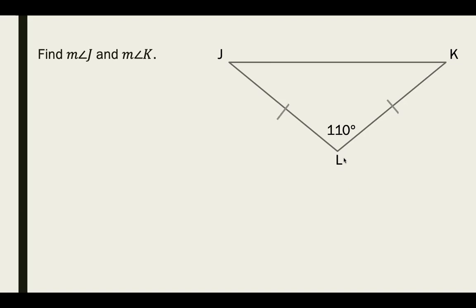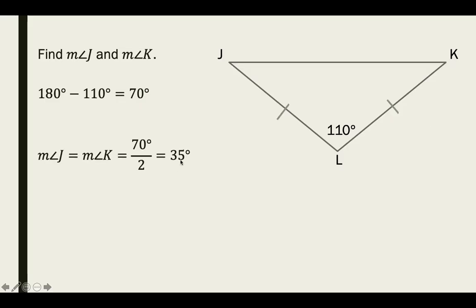So just like we talked about before, these three angles together must add up to 180. So let's figure out how many degrees we have left. 180 minus 110 is 70. So J and K together must add up to 70, but we know J and K are equal. So we can just divide 70 by 2 and get 35 degrees for each of those two angles. We have three angles that add up to 180 with the base angles being congruent.